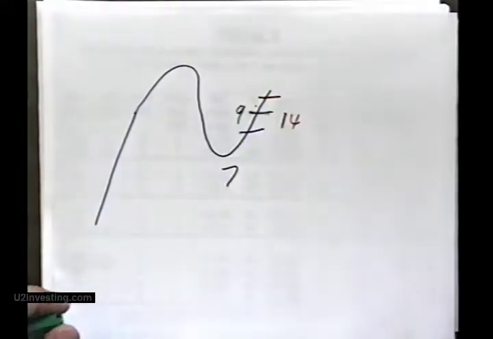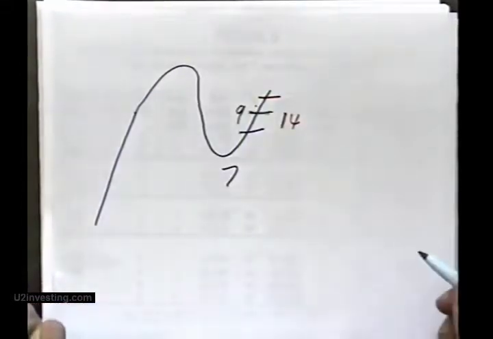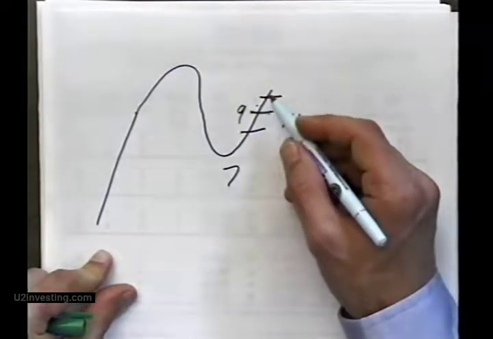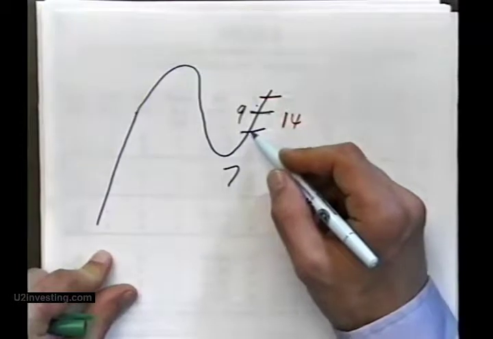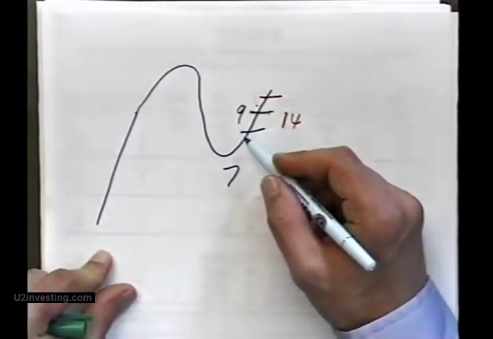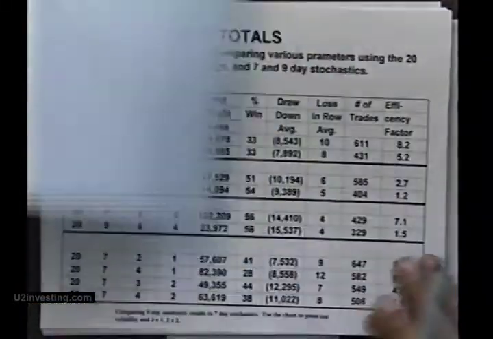So the question becomes, which one is better? Is it better to wait until the trend reestablishes and you get in a little later? Or is it better to get in as early as possible by using the 7-day stochastic? And here's our test results.